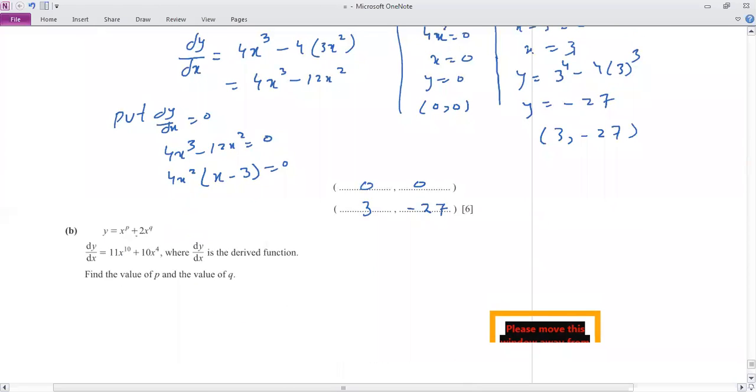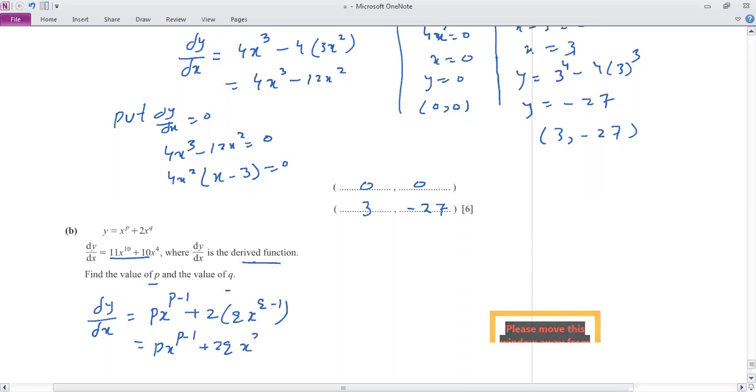And then next is y is equal to this one and dy over dx is equal to this, where dy over dx is the derived function. Find the value of p and q. So what you need to do is first find dy over dx. How do we find the derivative? We bring the power down and then subtract 1 from the power. Plus 2, same for this one. We'll bring the power down and subtract 1 from the power. So it will be p x power p minus 1 plus 2q x power q minus 1.